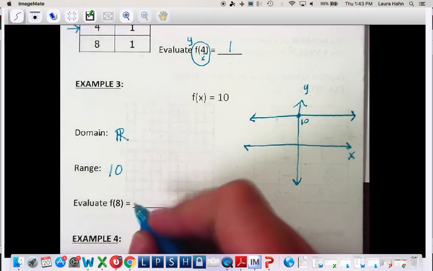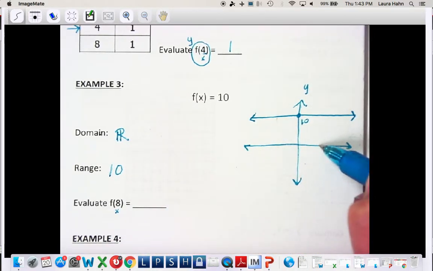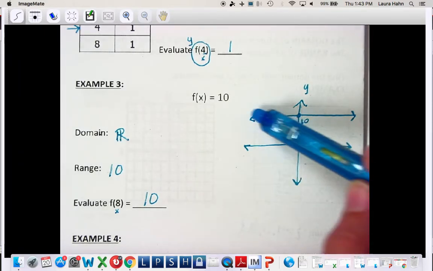All right, so let's evaluate f of 8. When x is 8, what's our y value going to be? If I go over to 8, y always stays the same. So my y is always 10. It's always at a height of 10, no matter what x we have. Always at the same height.